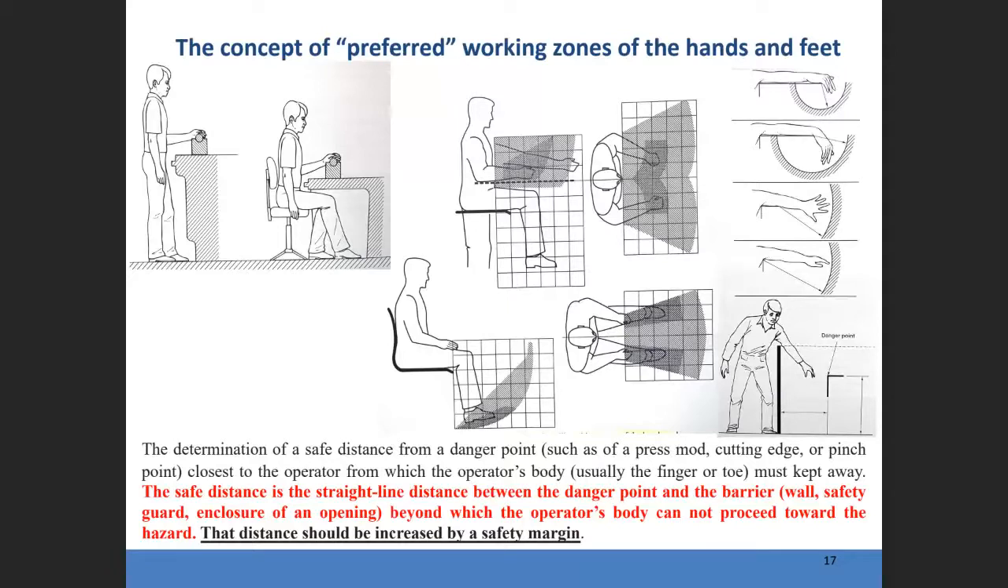The safe distance, we consider it from this arrow to here, from these sides, we call it the safe distance. How we measure it is the straight line distance between the danger point and the barrier. What does the safe distance mean? It is the straight line between the barrier and the danger point, which is the hazard area. Okay.